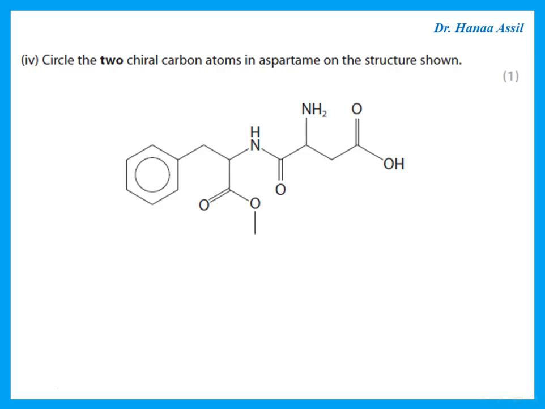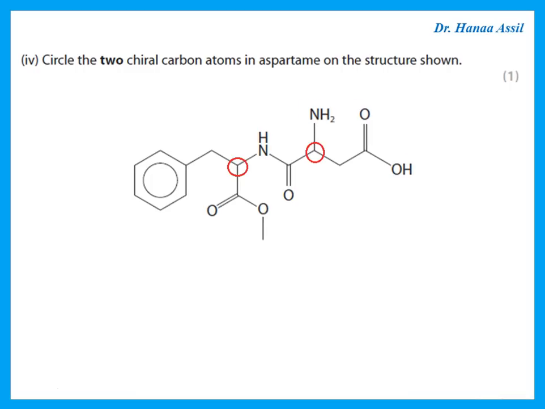Circle the two chiral carbon atoms. What's a chiral carbon atom? It's a carbon atom that is attached to four different groups. Where do we have that? We have it in these two carbons, each of them is attached to four different groups. Can you see that? There is a hydrogen plus the NH2 plus the rest of the chain. So each of these is a chiral center.